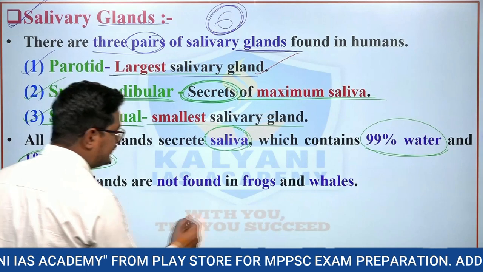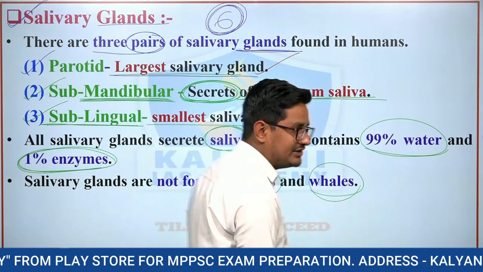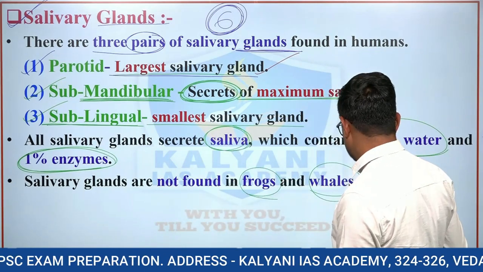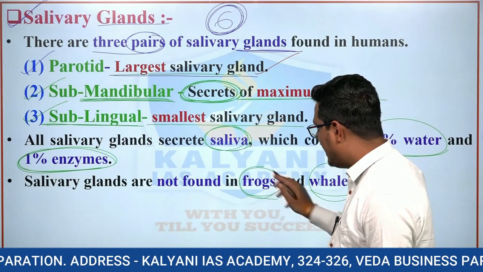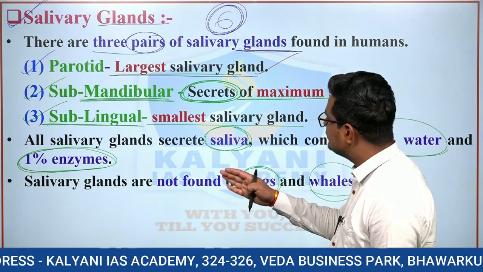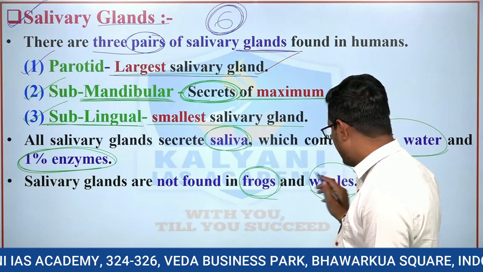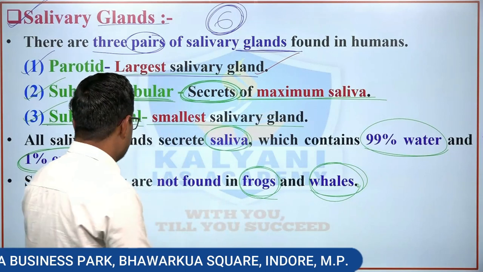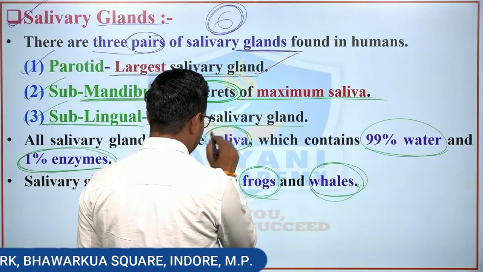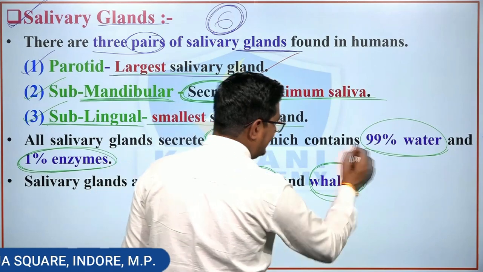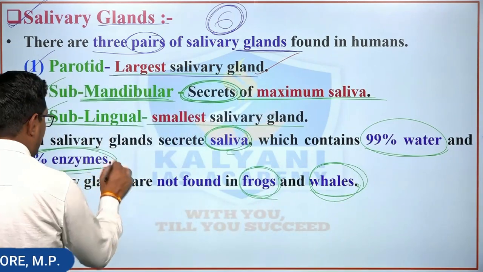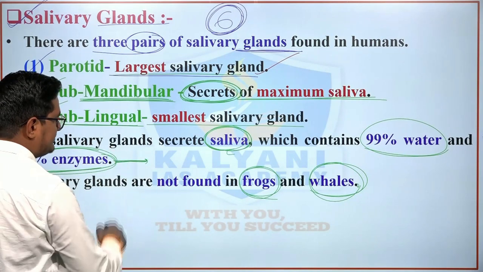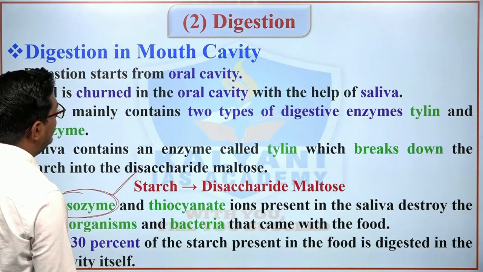Salivary glands are not found in frogs as well as whales. You have to keep this fact in your mind so that if an MCQ is asked in the examination, you can answer, right? So humans have three pairs of salivary glands, but frogs and whales do not have salivary glands, right? Salivary glands secrete saliva, which contains 99% water and 1% enzyme, for example lysozyme. So in which is the enzyme lysozyme found? It is found in saliva, right?